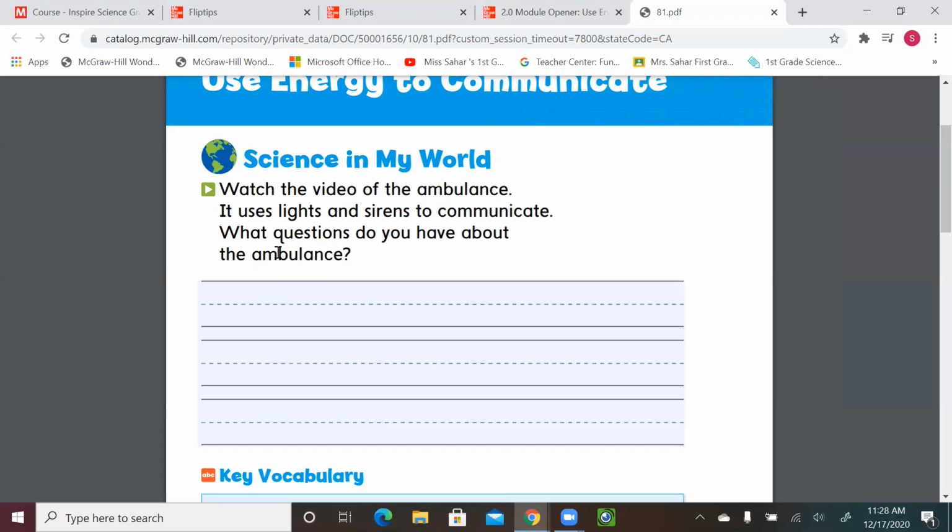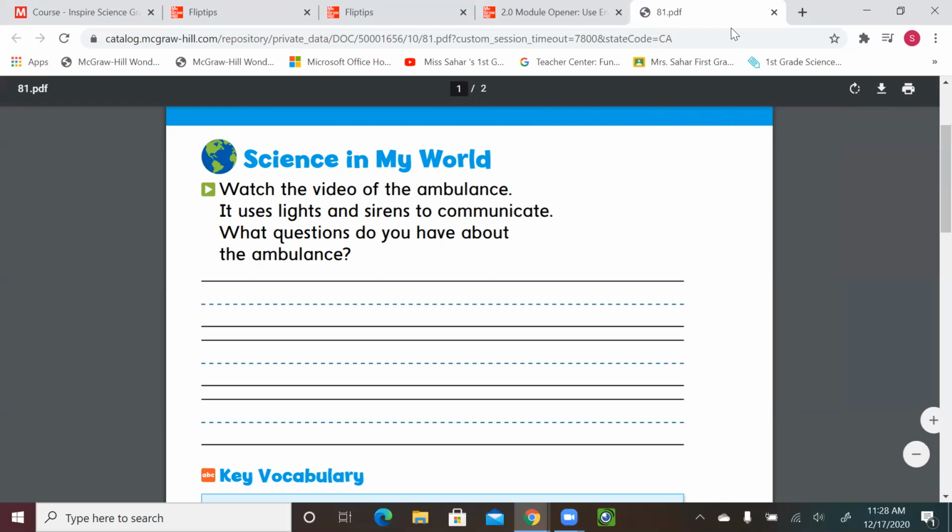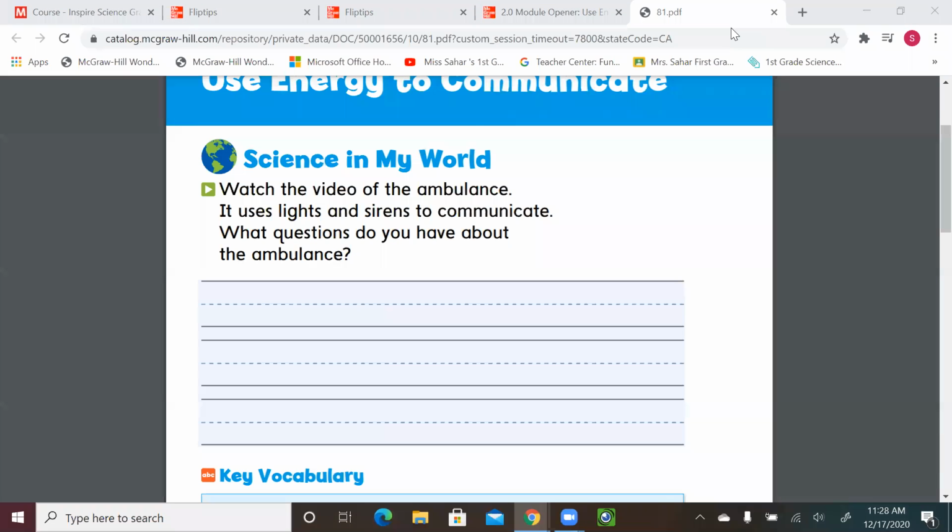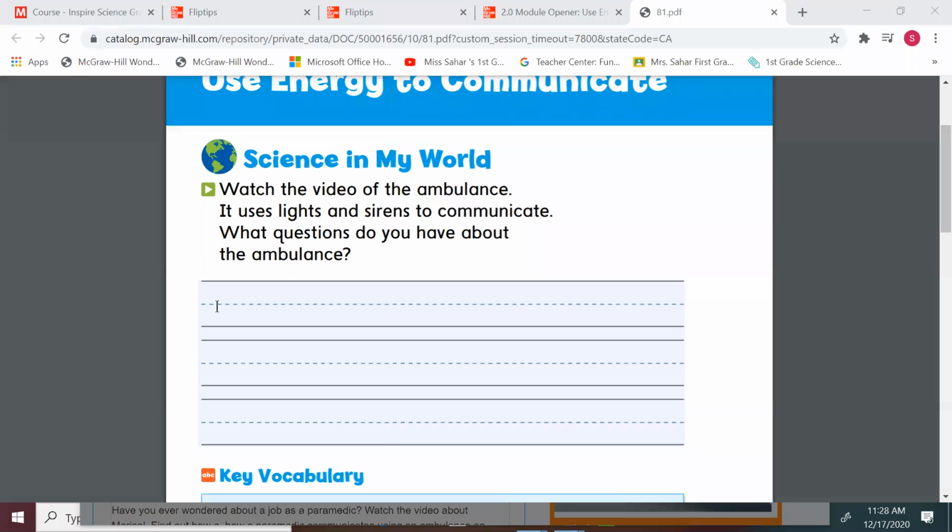All right, so now we need to come up with a question. What question do you have about the ambulance? So let's see. We can ask, for example, about the sound. We hear the siren, so we can ask how loud the siren is or why the siren is loud. So we can say anything we like. So I'm gonna write a few questions here, then it's up to you if you wanna write your own question or if you wanna write what I'm gonna put. I'm gonna put a couple of questions for you.